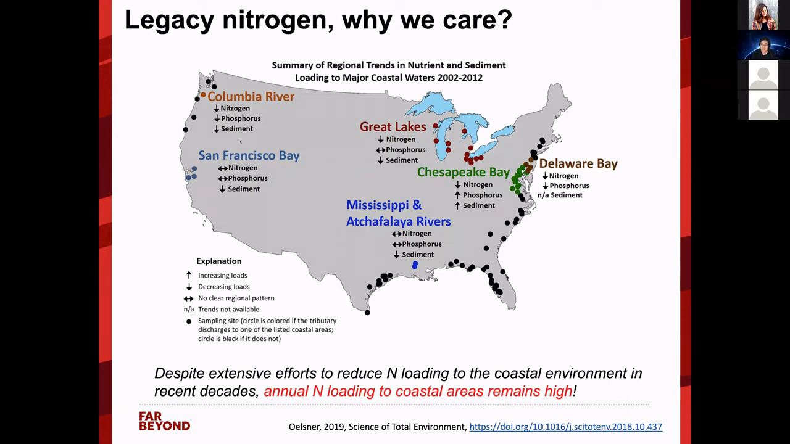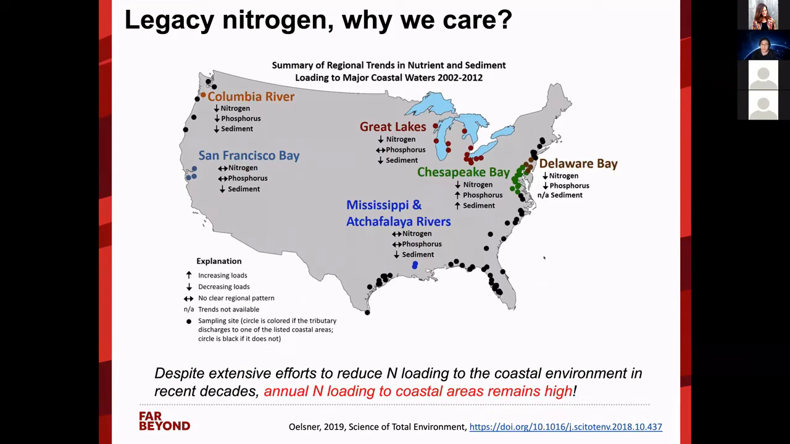We know US EPA has established very aggressive nutrient reduction goals to achieve water quality objectives for the coastal regions, with a wide range of measures, from upgrading of wastewater treatment plants to implementation of farm-level best management practices, in order to reduce the nutrient flows to different coastal regions. As we show in this map, you can see the regional trends in nutrient and sediment loadings to the major coastal waters during 2002 and 2012. We can see the trend of nitrogen loading decrease in certain coastal zones.